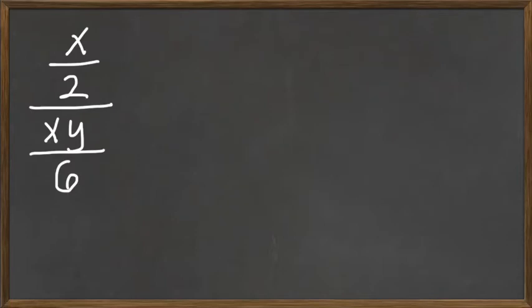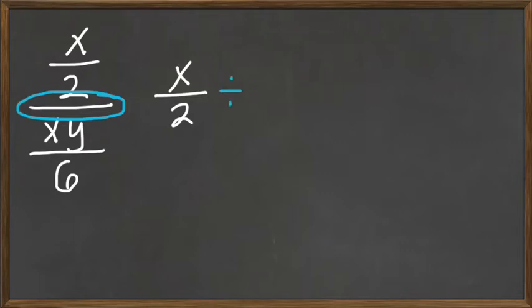Let's look at another example. Here we have x divided by 2, all divided by xy over 6. And we're going to do the same thing. We're going to take this division bar and rewrite it as a division of two fractions. So I'm going to get x divided by 2 divided by xy over 6.